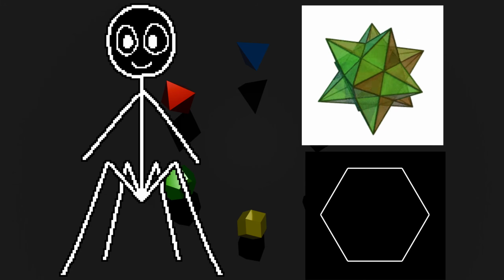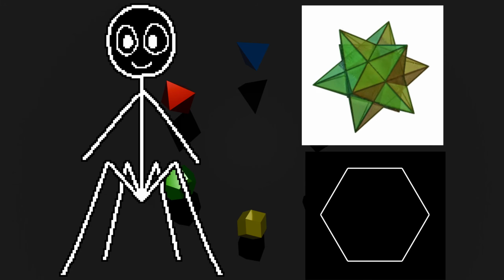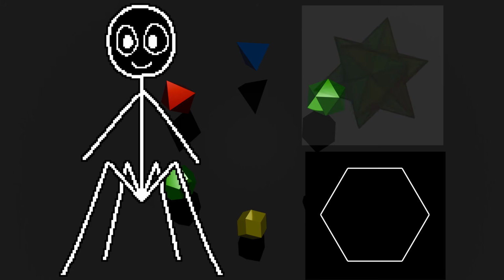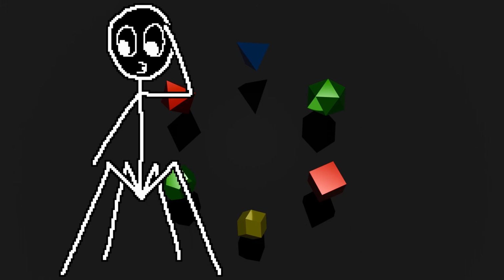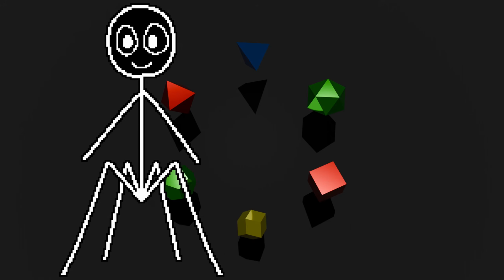An n-polytope is an n-dimensional polytope. So a 2-polytope would be a polygon, and a 3-polytope would be a polyhedron. This is massively oversimplified, but it's a good start. Let's start in one-dimensional space, also sometimes called 1D or one space.